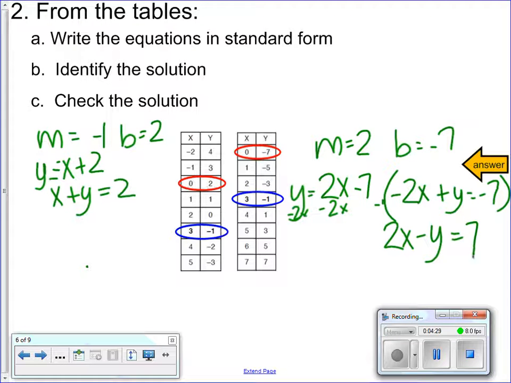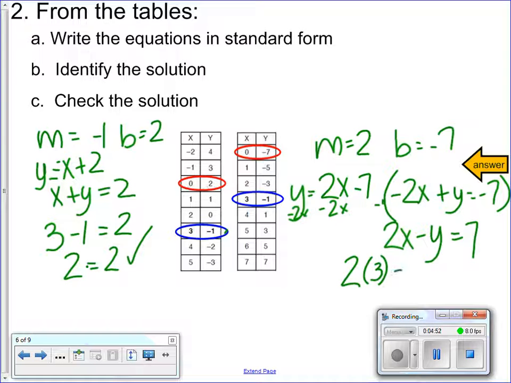So now let's check, because my solution is right here at (3, -1). So in this one, we'll get 3 for x, minus 1 for y is 2, so 2 equals 2. Check. And this one, 2 times 3 minus -1 equals 7. So 6 plus 1 equals 7. 7 equals 7. Check.